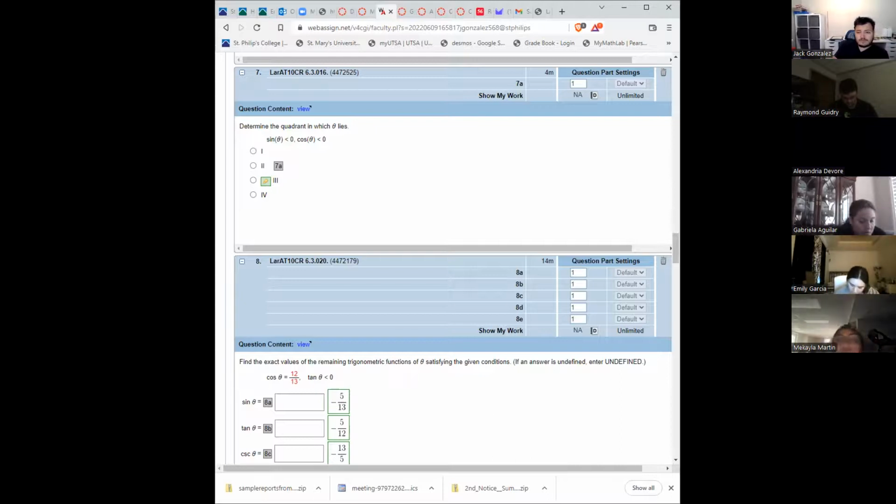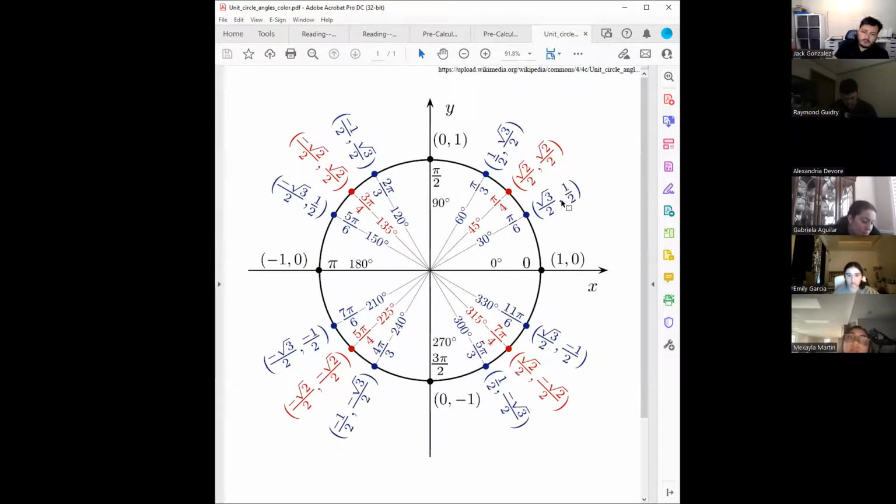Also the circle, so look at your circle. Here it is. So again, sine is all the y values. So if they tell you that sine and cosine are negative, that means both of these have to be negative, which only happens in quadrant 3. If they're both positive, well, it has to be quadrant 1. And you can see x and y positive.